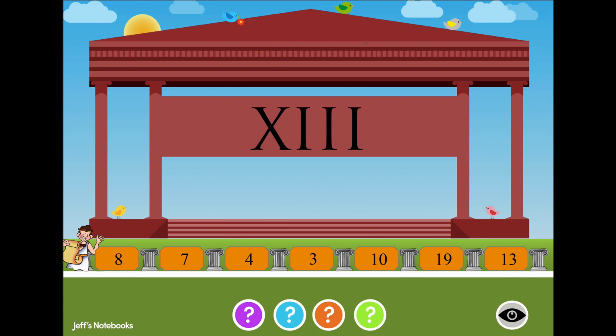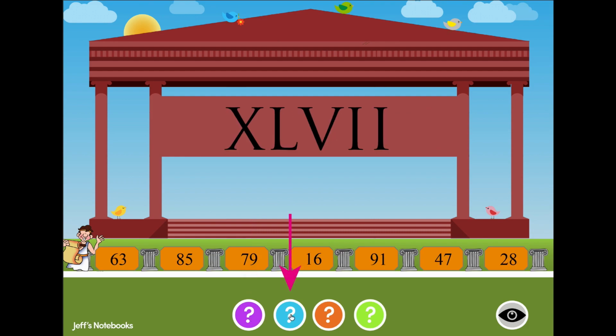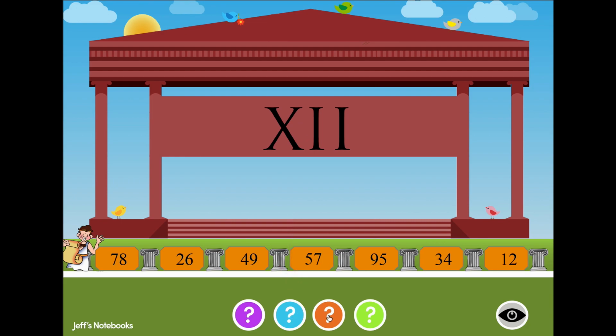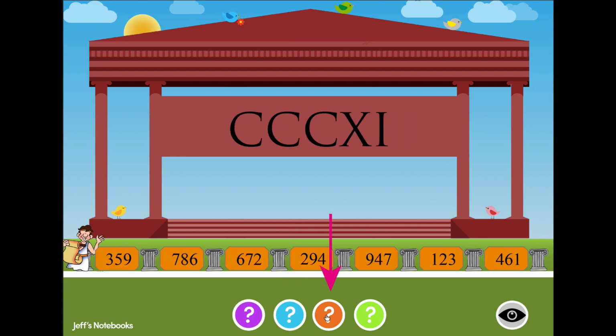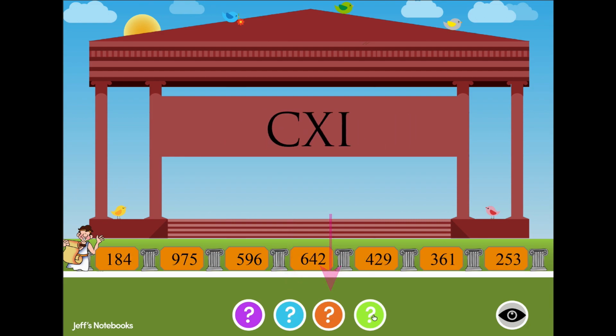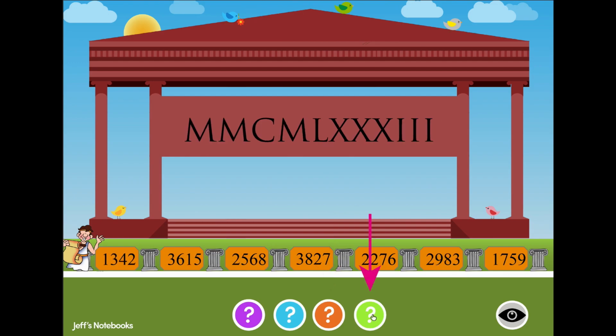Let's begin with the teaching page designed for use with the interactive whiteboard or a computer for one-to-one tuition. There are 4 levels of questions. The first level deals with numbers from 1 to 20. The second level deals with numbers from 10 to 100. The third level deals with numbers from 100 to 1000. And the fourth level deals with numbers from 1000 to 3999.